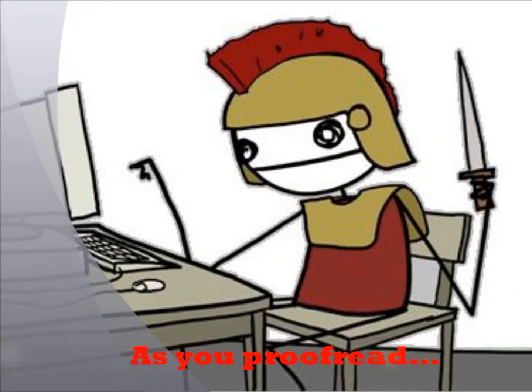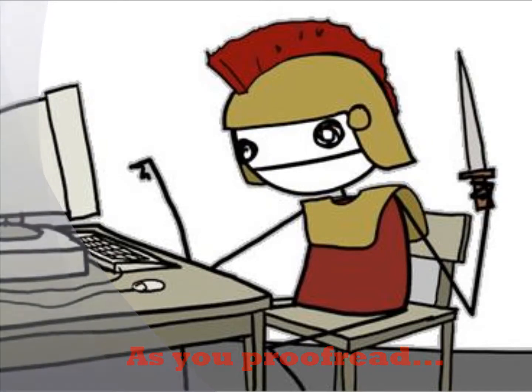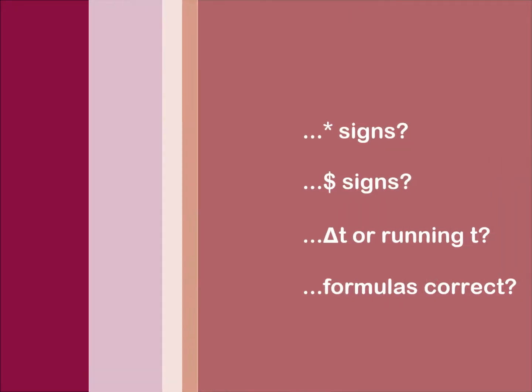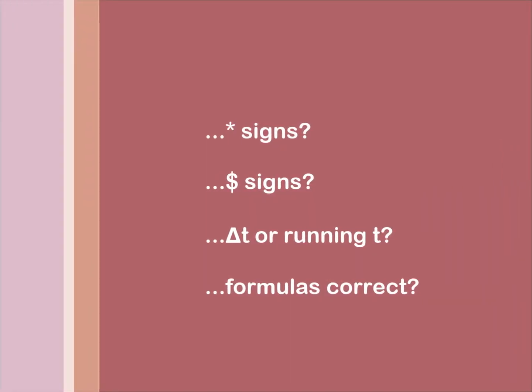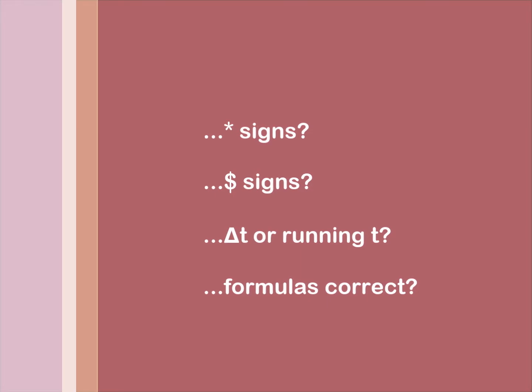One last quick check as you proofread. Have you multiplied with a time sign? Did you include a $ sign for absolute reference? Delta t or full running t? Which one do you need? And have you typed your formulas correctly?